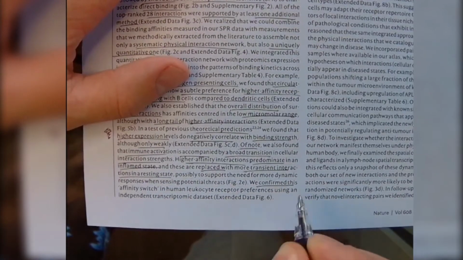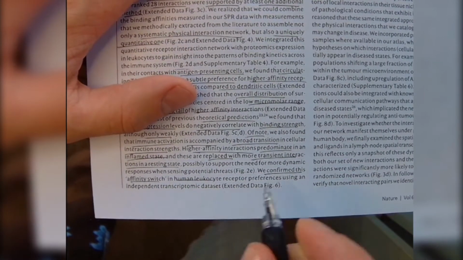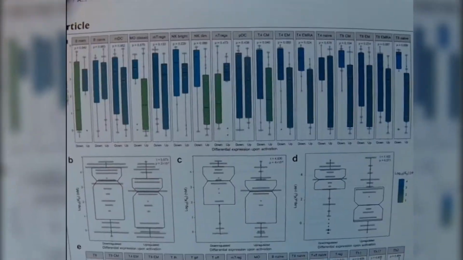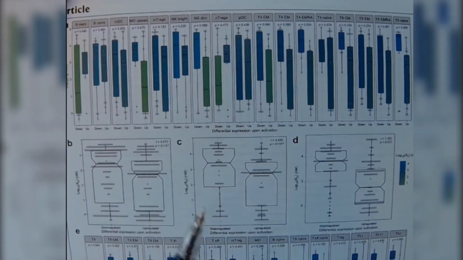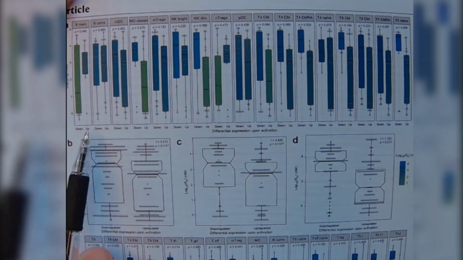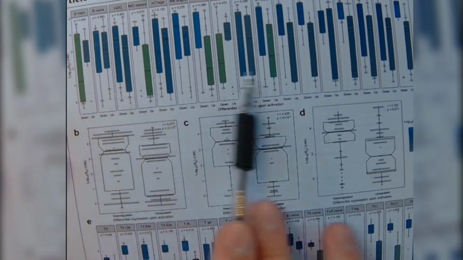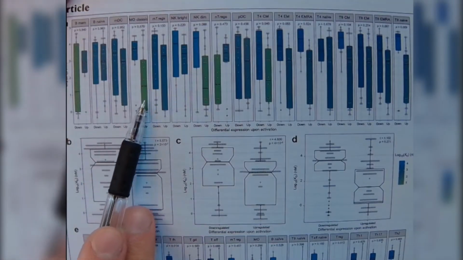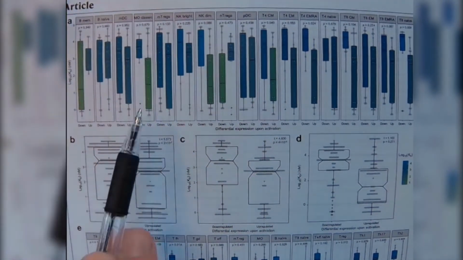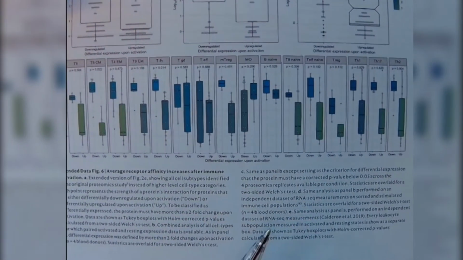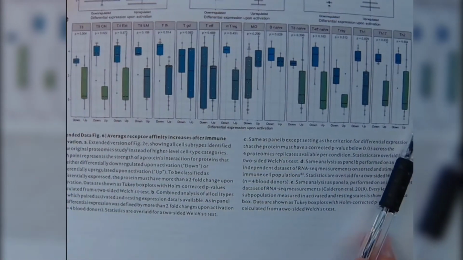We confirmed this affinity switch in human leukocyte receptor preferences using an independent transcriptomic dataset, shown in Extended Figure 6. So you can see in this extended data figure, most of these upregulated genes after activation. Not so for Tregs, but everything else pretty much follows this higher binding strength and thus a lower KD. So you can see across different data sets with different manipulations and also looking at mRNA frequencies.